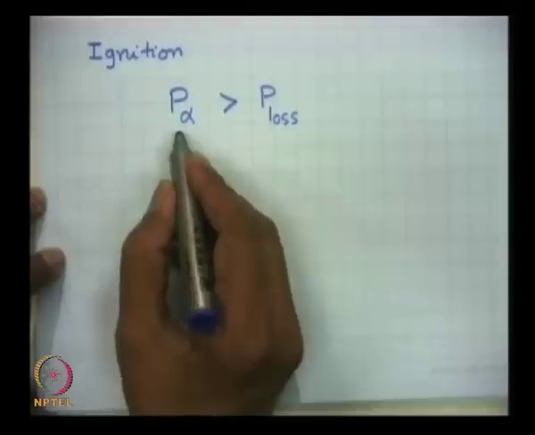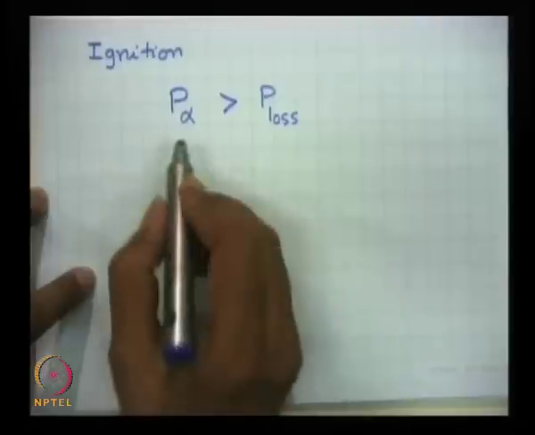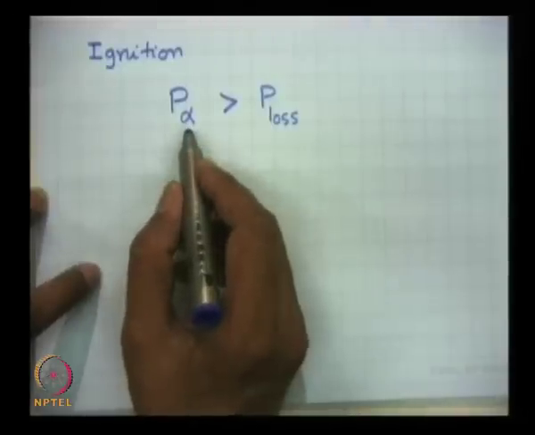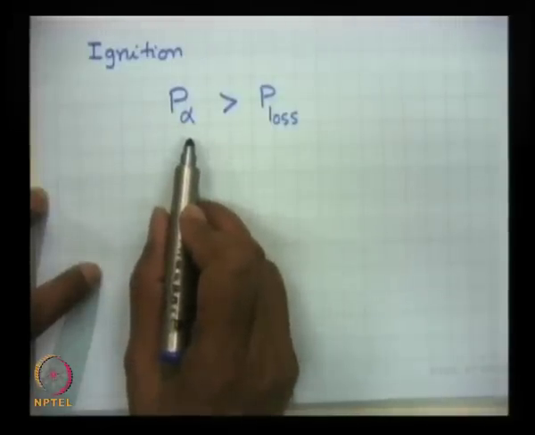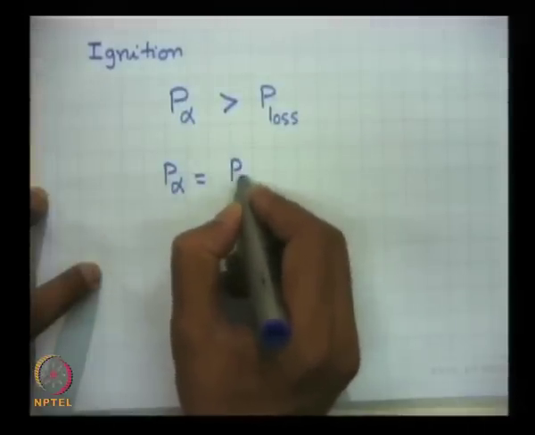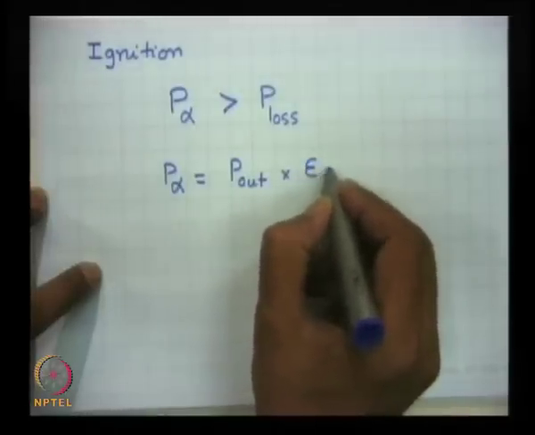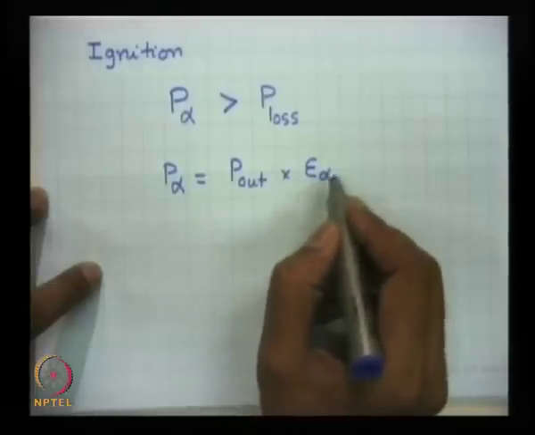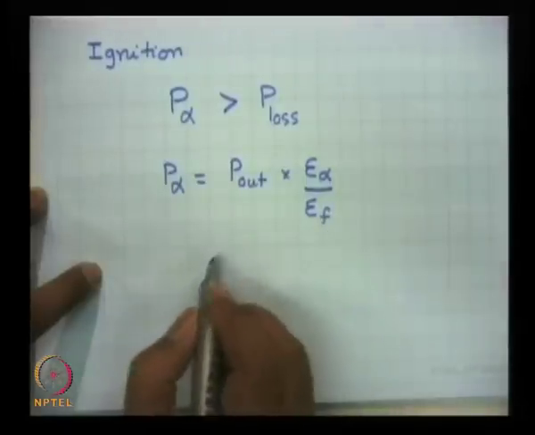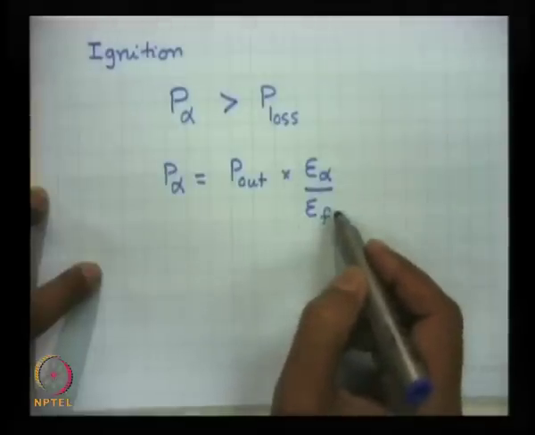This P alpha is the same as P out, with the only difference that rather than using the total fusion energy, which is 17.6 MeV, one should have only the fusion energy corresponding to the alpha particle. So P alpha is the same thing as P out multiplied by the energy released in the form of the alpha particle divided by the total energy released in the fusion reaction. This is 3.5 MeV, this is 17.6 MeV. So this ratio is around 1/5 or so.